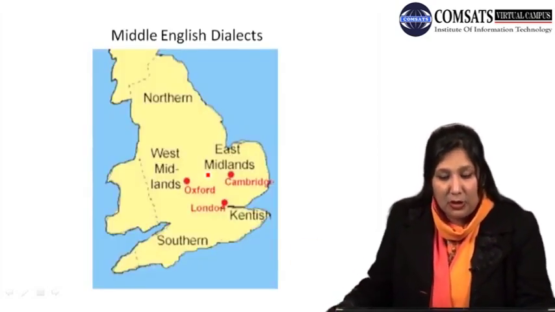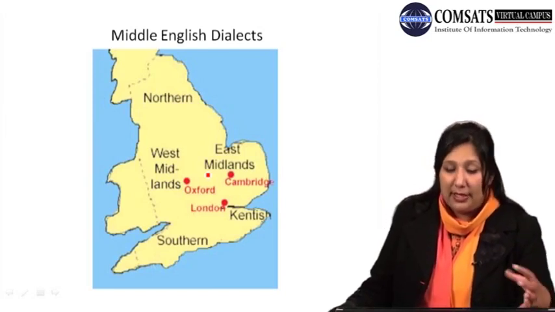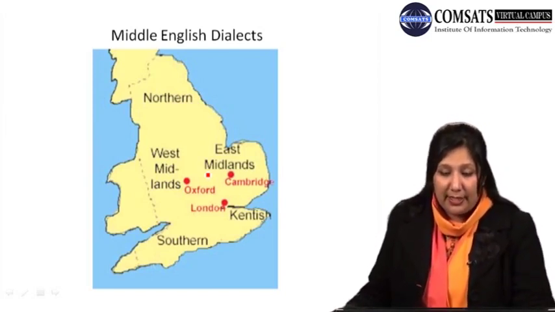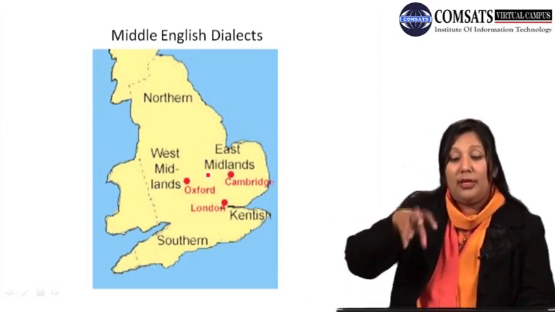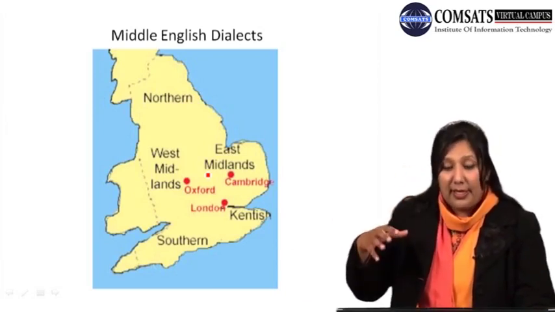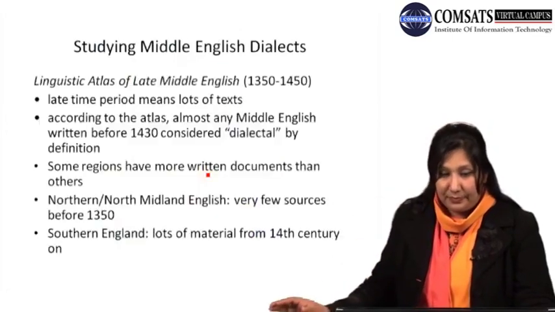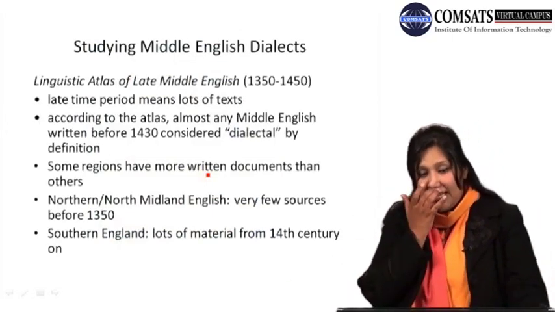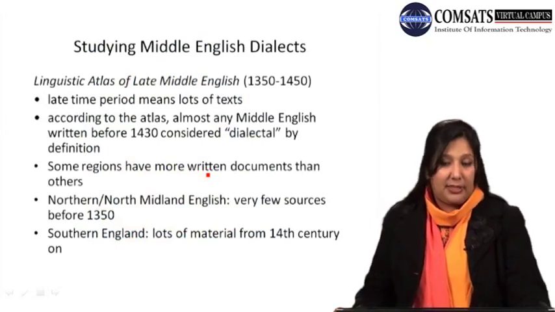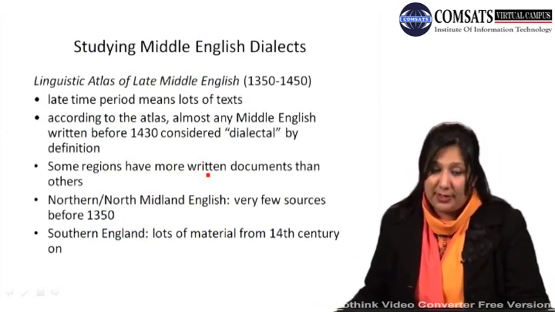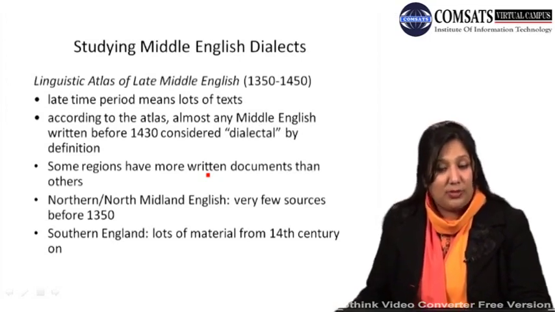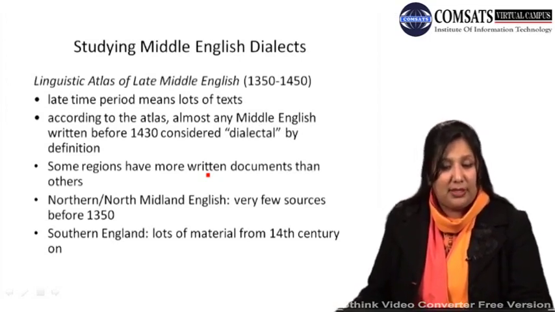Middle English dialects: look at the different places for the English. One was Cambridge, Oxford, London. These are the three main places of English by that time. Studying Middle English dialects, the Linguistic Atlas of Late Middle English, 1350 to 1450. Late time period means lots of texts were there. According to the Atlas, almost any Middle English written before 1430 is considered dialectal by definition.